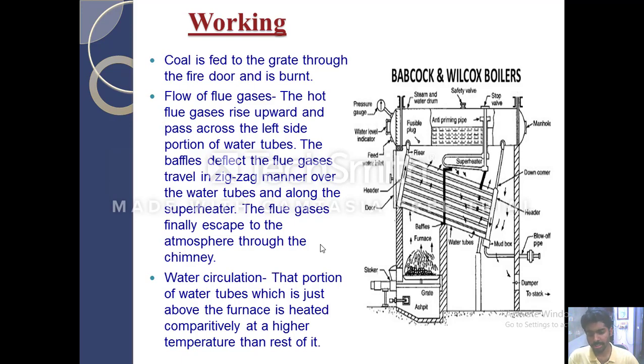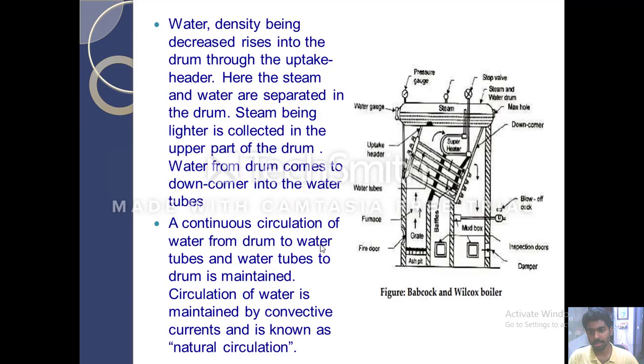Water circulation: that portion of the water tubes which is just above the furnace is heated to a comparatively higher temperature than the rest of it. Water density being decreased, it rises into the drum through the uptake header. Here the steam and water are separated in the drum. Steam, being lighter, is collected in the upper part of the drum. Water from the drum comes to the downcomer into the water tubes. A continuous circulation of water from drum to water tubes and water tubes to drum is maintained. Circulation of water is maintained by convection currents and is known as natural circulation.